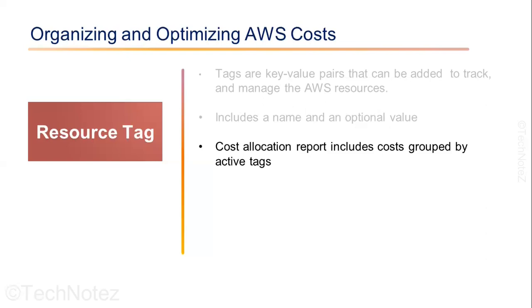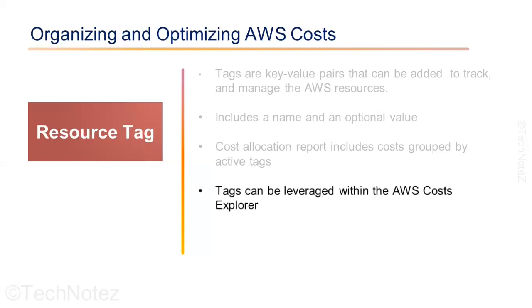Another common use case here is to include the department, environment, or project. Let's say that you have some internal application that HR is using. You could set a name of department and then enter an optional value of HR. Or we could break it down by environment. Many times when we build an application in the cloud, we will have a testing environment and a production environment. So we could create a tag with the name of environment and the value could be either production or testing. With this, you can utilize your cost allocation report to see your cost grouped by active tags. Tags can be enabled within the Cost Explorer.